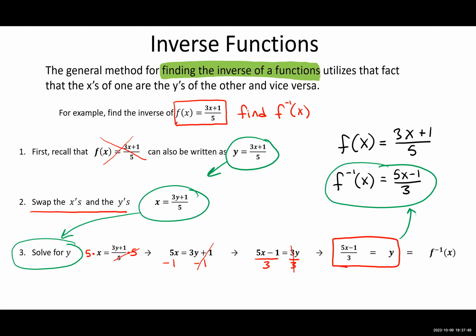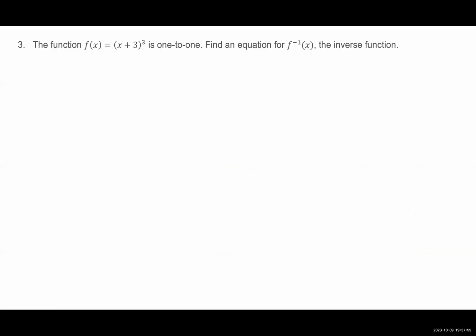Now, I've alluded to the fact that some functions don't have an inverse. Now, you either have to be told, like in this next problem, the function f of x equals x plus 3 to the third power is 1-to-1. So this is not something you have to think about here. This function is 1-to-1.